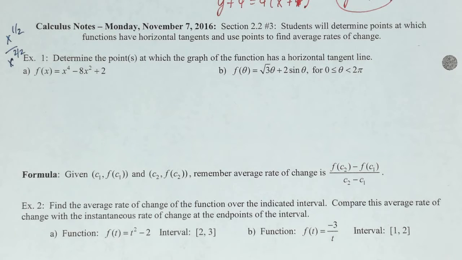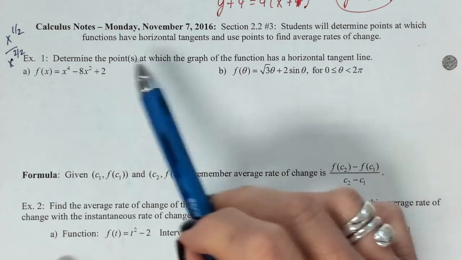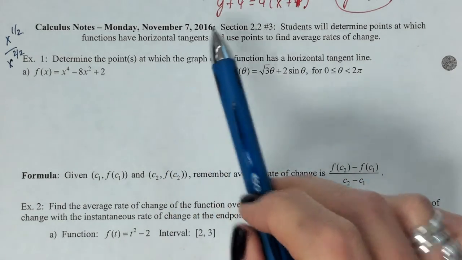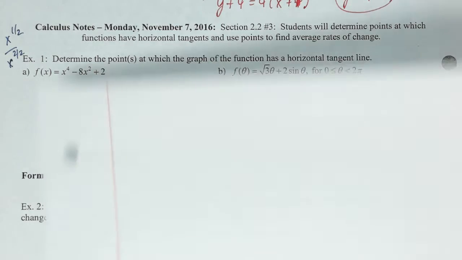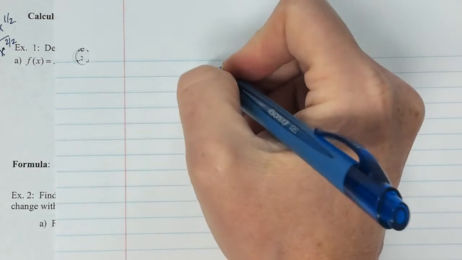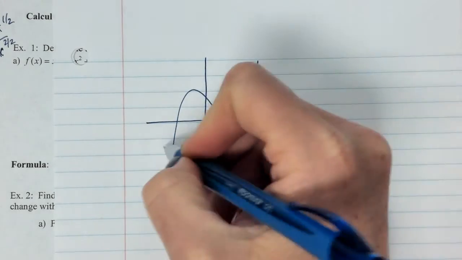Okay guys, so today we're going to be looking at the third part of section 2.2. The first thing we're going to be trying to do is to find the points at which functions have horizontal tangents. Then we're also going to use points to find the average rate of change as well as the instantaneous rate of change.